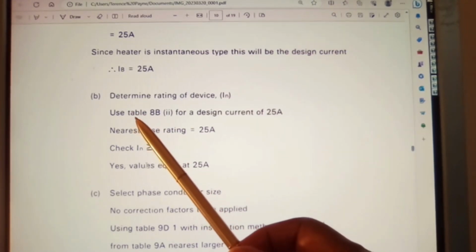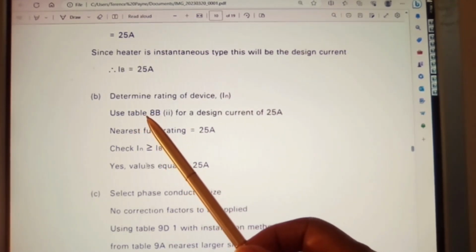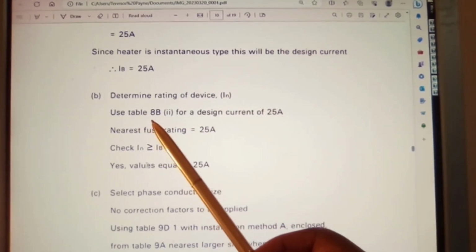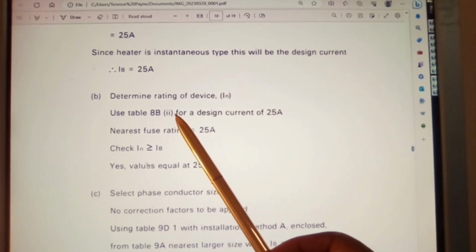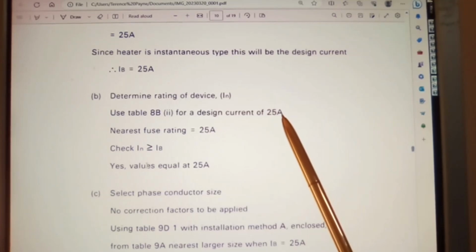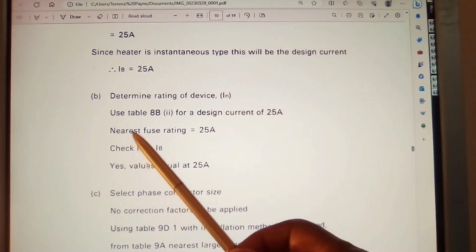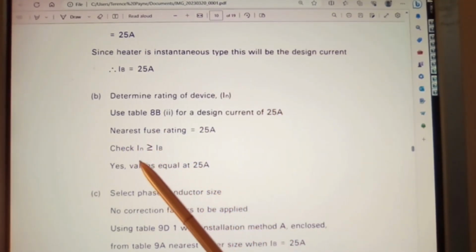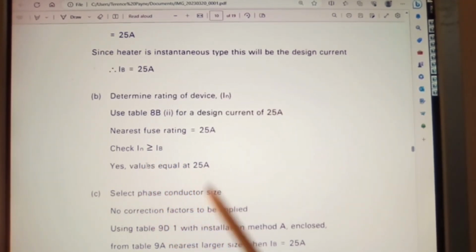So this is just to allow for the factor. If 8B is not your table, then you need to find the table for a design current of 25 amps. Okay, that is what I'm saying. Nearest fuse rating equals 25 amps. Check IN is greater than IB. Yes, values equal at 25 amps.